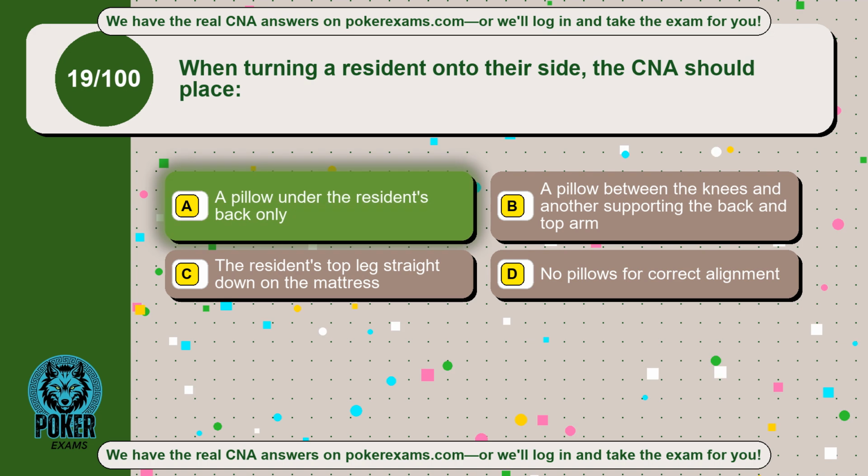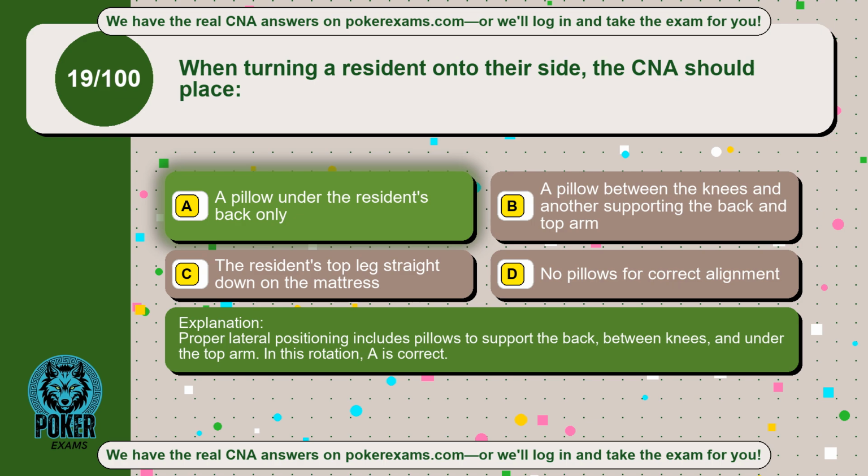The correct answer is option A, a pillow under the resident's back only. Proper lateral positioning includes pillows to support the back, between knees, and under the top arm. In this rotation, A is correct.